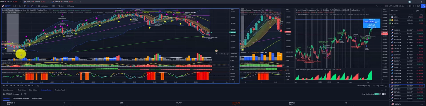Overall, for the Japanese yen pair, this was by far the biggest profit, with $11,960 profit, with these beautiful flows to the upside and this one flow to the downside around the 200 moving day average. Absolutely phenomenal price action for British pound Japanese yen.